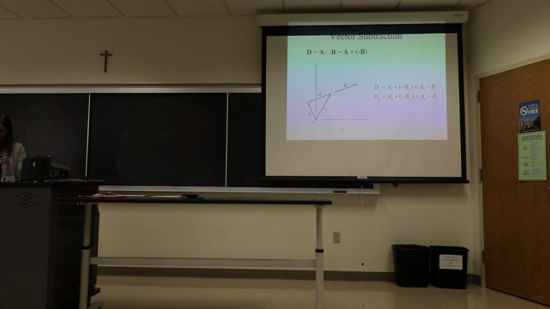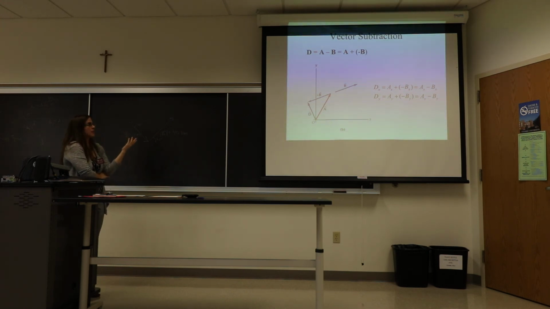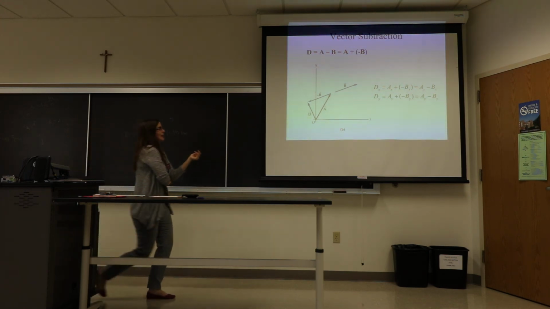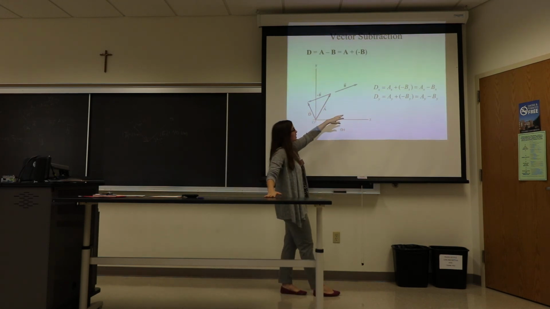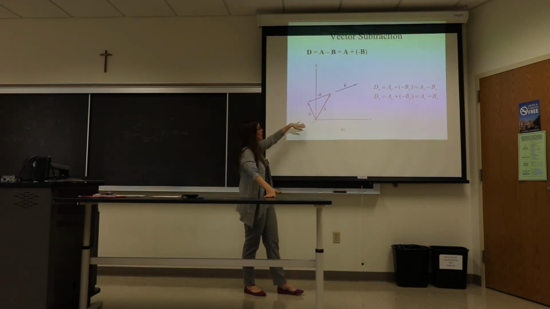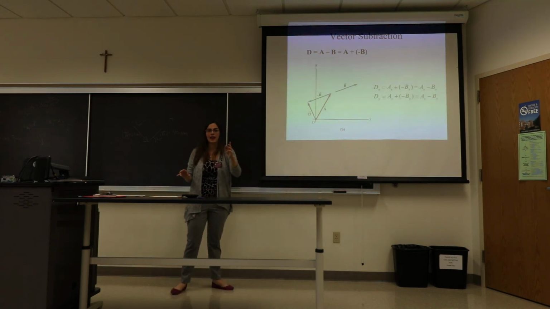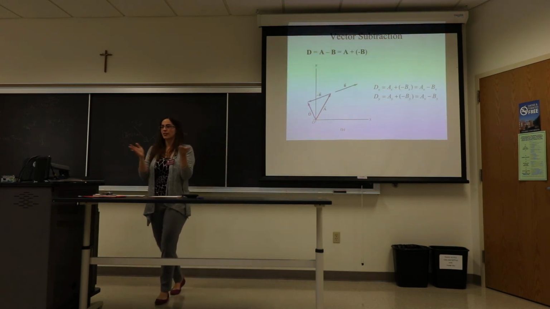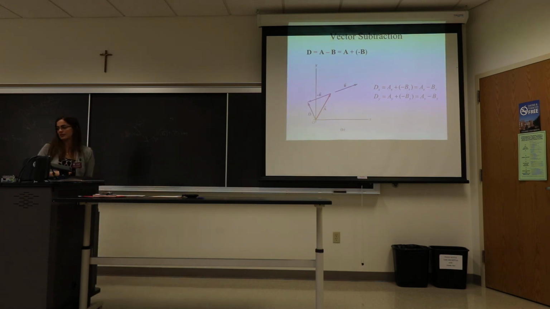Here is an example that was on the last slide, where we're just subtracting, A minus B. So it's really A plus negative B. You could break these in order to find the X and Y components of D. You could find the components of A and the components of B, and add those together, and you will find the components of D.